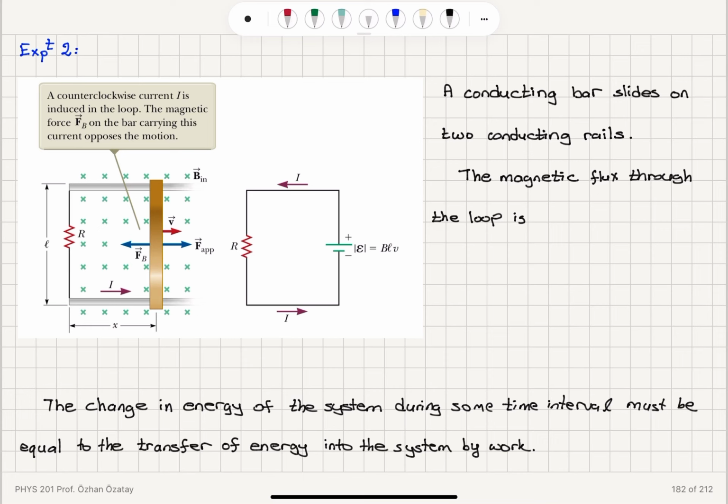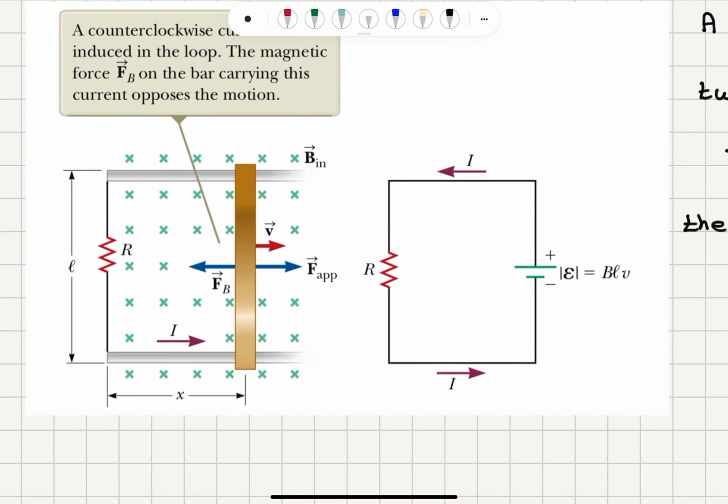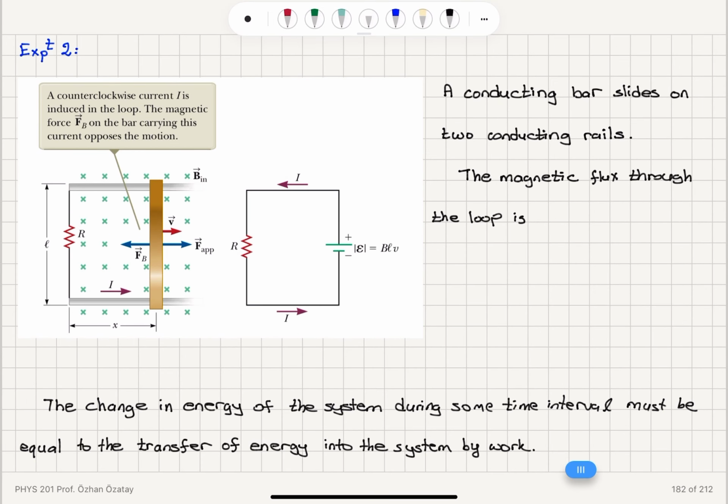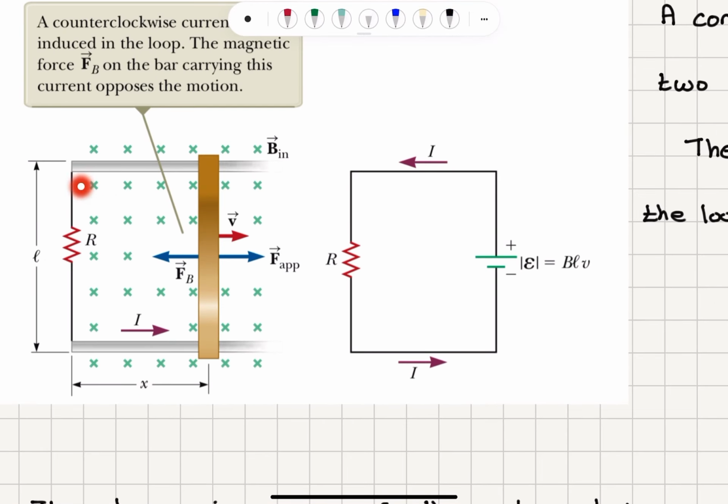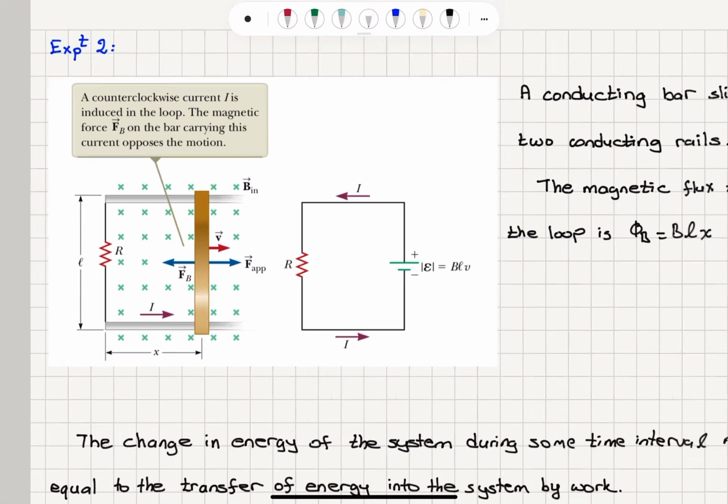A conducting bar slides on two conducting rails, as we can see in the figure. The magnetic flux through the loop, well, what is this loop? It's the loop created by this conducting bar and the circuit, and it will be equal to the area multiplied with the magnetic field. If this is at a distance x from the left side of the conducting loop, the magnetic flux will be phi_B equals B L x. Lx is the area of this rectangular region.